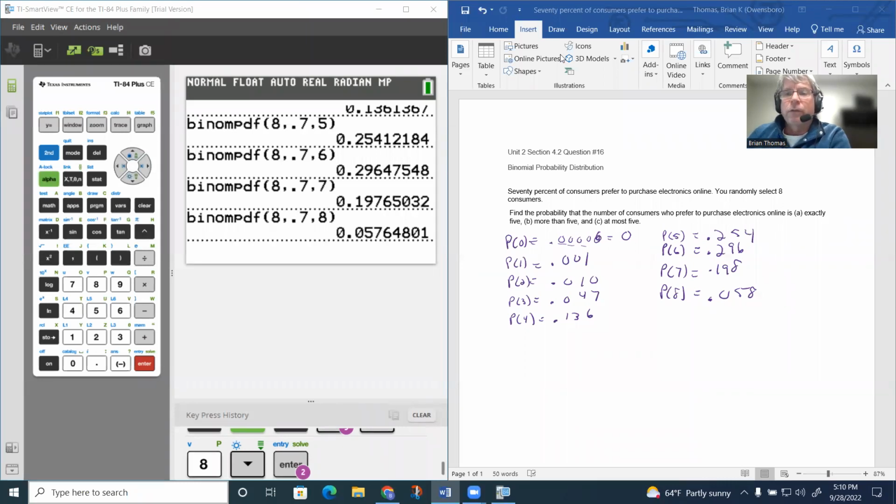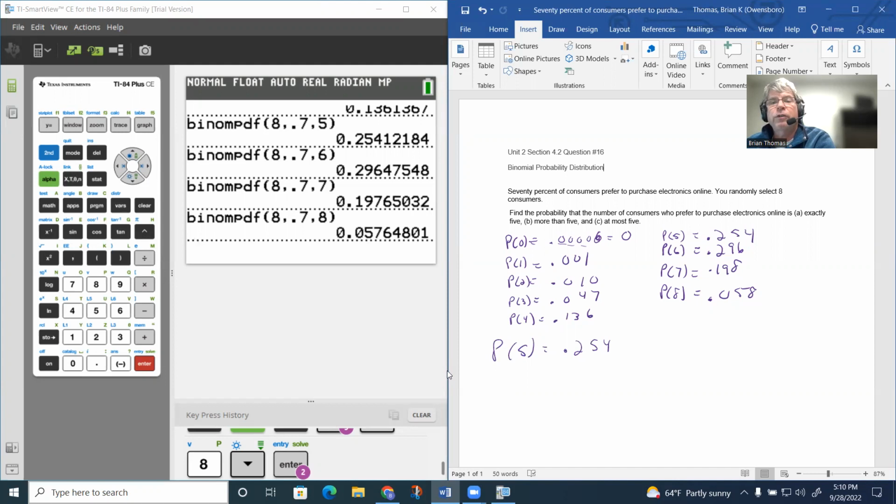So now that I've done the probability for all 8 possibilities, part A says find the probability of exactly 5. So all I got to do is look at the 5 there. That's just going to be 0.254. So based on this, 25.4% prefer to purchase electronics online.